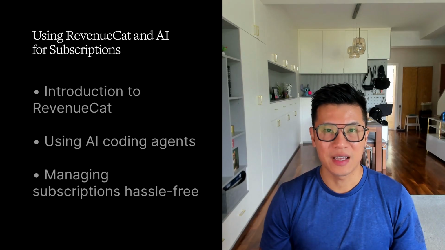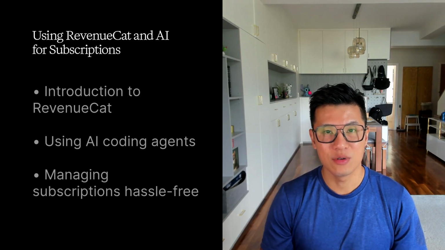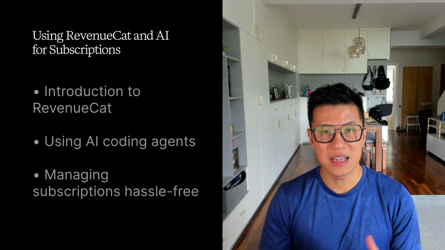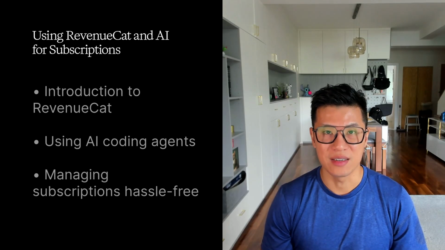I made the mistake of thinking adding subscriptions was easy, but actually there's a lot to deal with. How do you handle people upgrading their account or canceling or creating a paywall? And how do you even test different pricing points? With RevenueCat, you can do that quickly. So let's get into it.